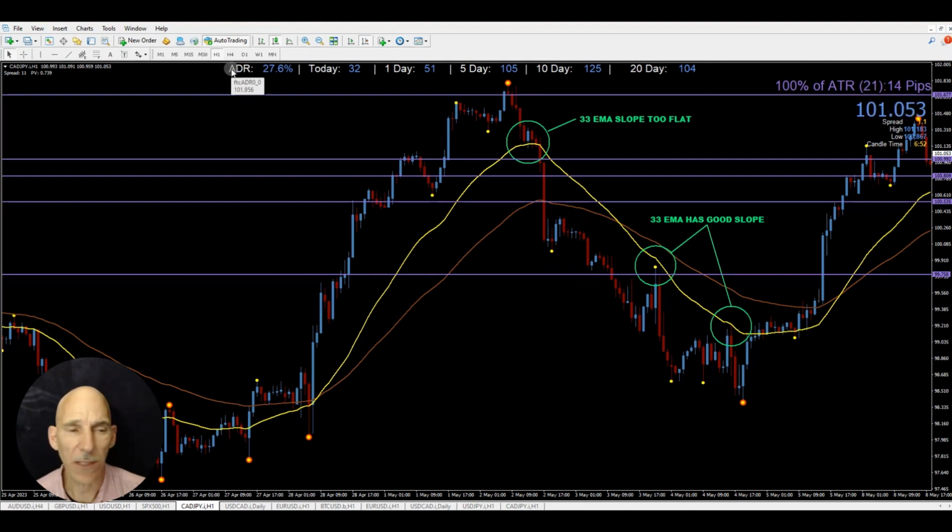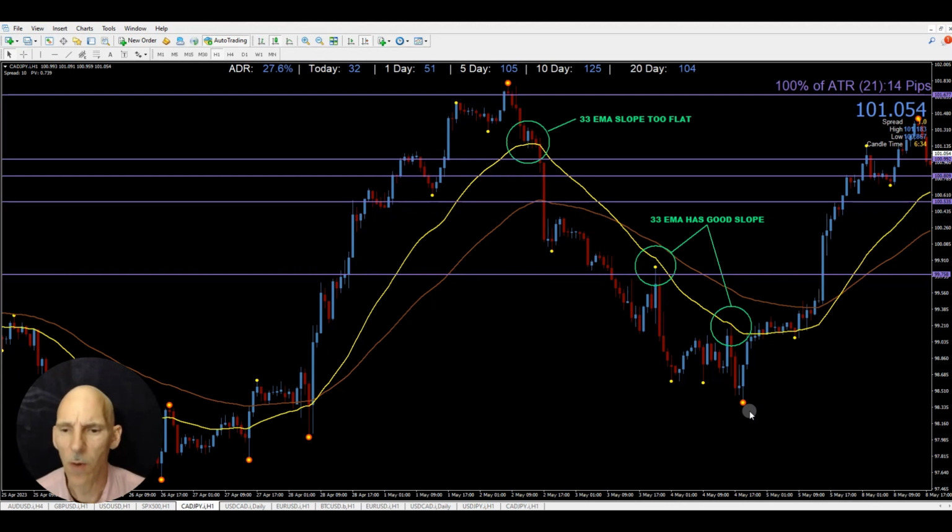I also look at this. This is the daily range. I look at the 20-day average daily range, which is 104 pips. So we might be targeting 40% of that. Let's say we're going to go for 40 pips. In that case, we want a stop loss of no more than 20 pips. We want to get 2 to 1, at least 1.5 to 1.